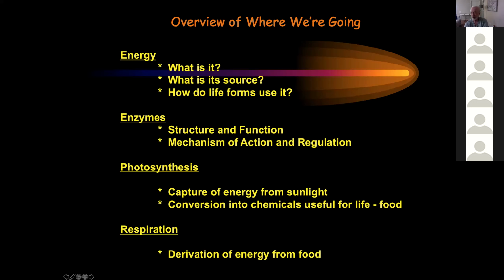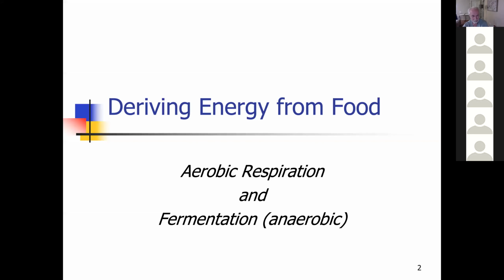And we're back to an overview. You all see it? Yep. Okay. Well, we're almost done with this. We've done energy, enzymes, and photosynthesis. Photosynthesis is what produces food. And now we're down to emphasizing respiration, which is how we derive energy from food. Deriving energy from food can be either aerobic or anaerobic. Anaerobic respiration is called fermentation.